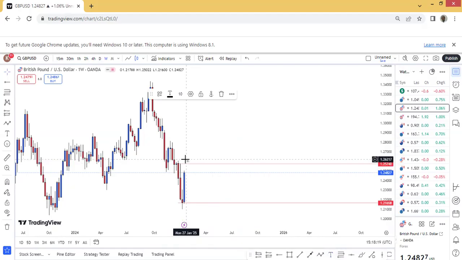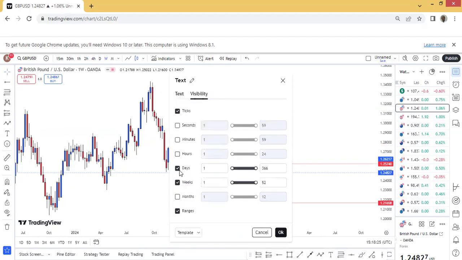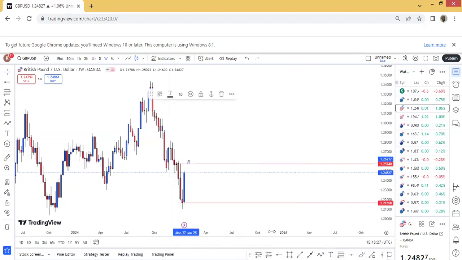So this is a lower high. Just be sure we see it on the weekly. And this is our lower low.